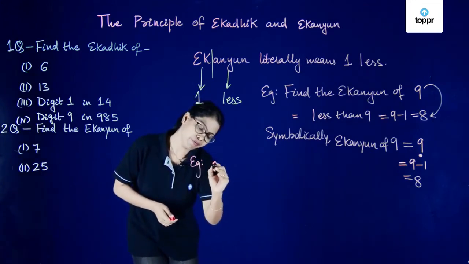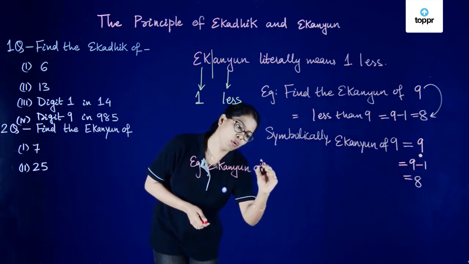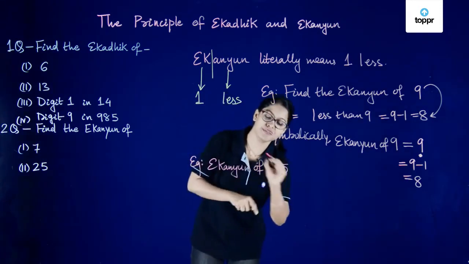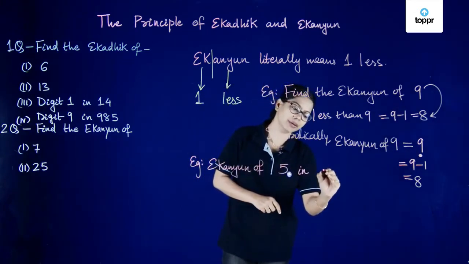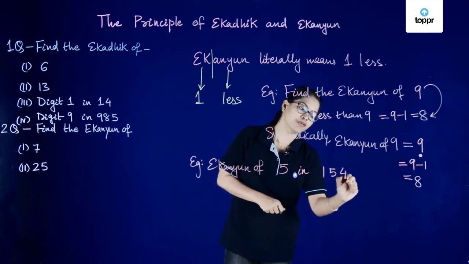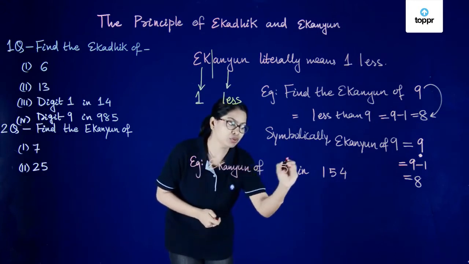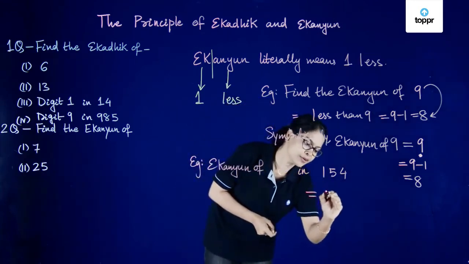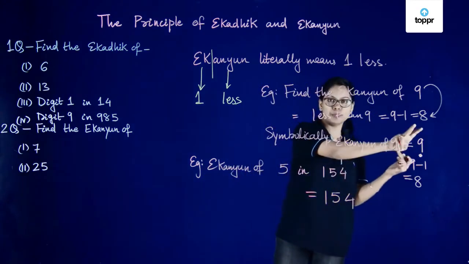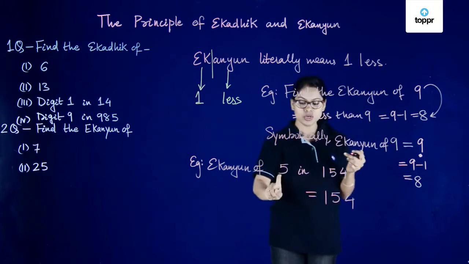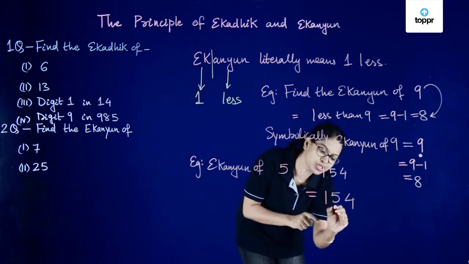For example, if we would like to find Ekanyun of, supposing the digit 5. So, Ekanyun of 5 in the number 154. Now, if this is what we have, we will write Ekanyun of 5 in 154 like this. Now, it's not the Ekanyun of the whole number like in the example that we have seen here. So, it's just the digit. So, we pick the digit, that is 5, and put a dot just below the digit.